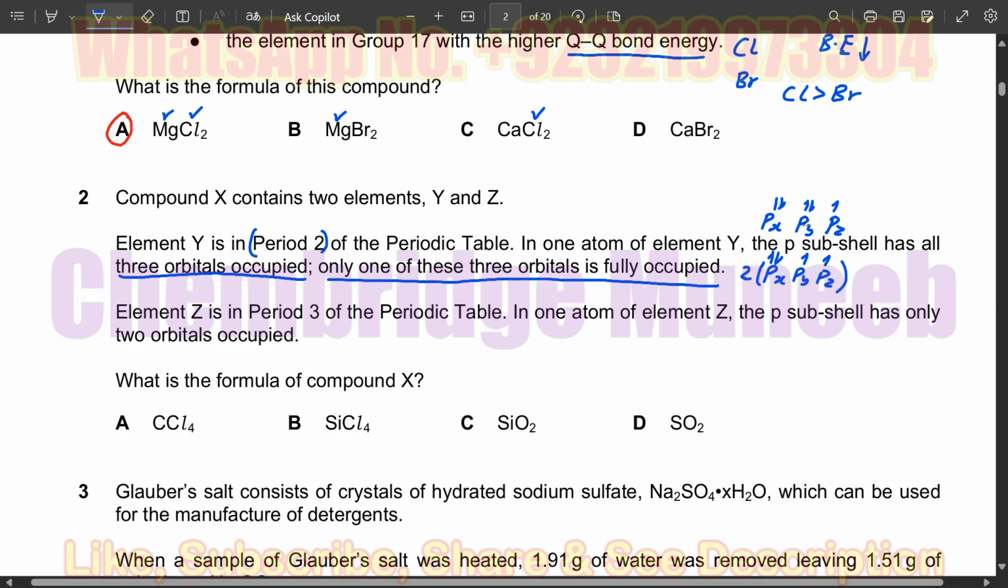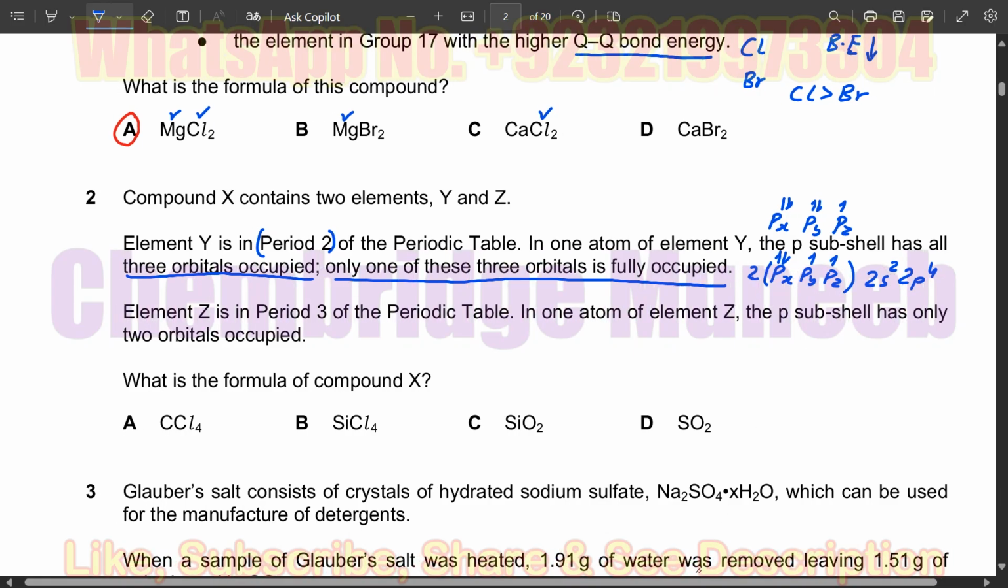As we also know, the p subshell comes later, after the s subshell. The s subshell comes before p, which means the electronic configuration should be like this: 2s2, 2p4, since there are 4 electrons in total in the p subshell. That's the electronic configuration of this.